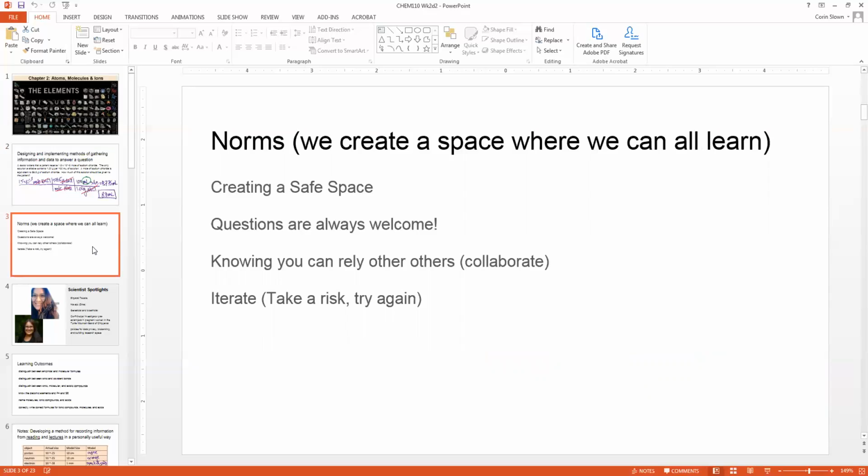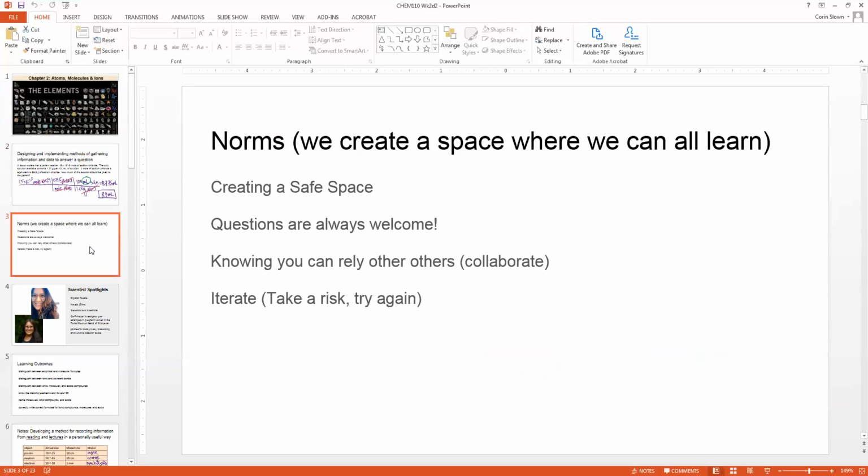Thinking about norms so that we create a space where we can all learn. We want it to be safe. We want everyone to feel comfortable. This is really important. That means that questions are always welcome. So if you have a question and you're worried about whether or not you can ask, you should always ask, because the brilliant scientists that I know are ones who ask questions. So by asking questions, you are being a scientist.